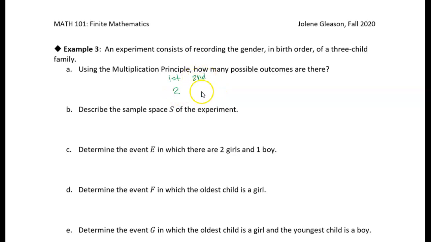The second child, again, there's 2 possible outcomes. Third child, there's again 2 possible outcomes. So all of the possible outcomes should be 8. We have 8 possible outcomes.